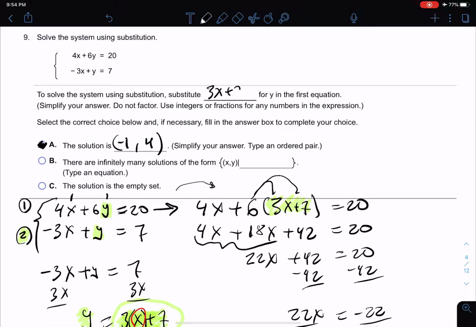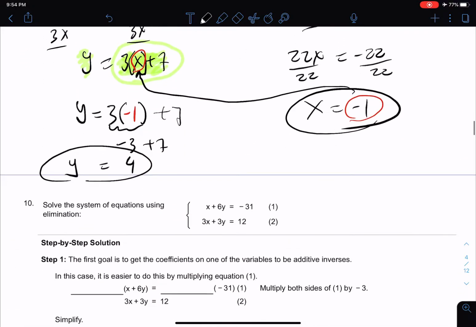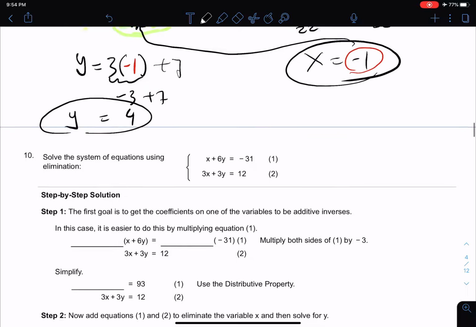3x plus 7. So, solve the system of equations using substitution. Substitute 3x plus 7 for y, and that's what I did. That's what most people do because it's the easiest. It's easiest to solve for because it's already 1y. Okay, moving right along here. That was negative 1 comma 4.